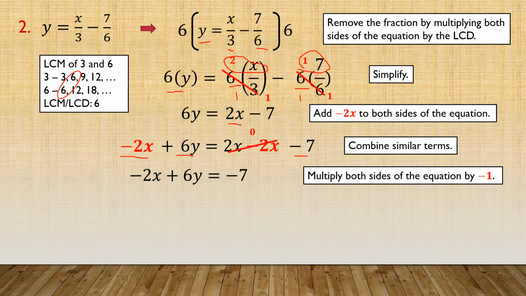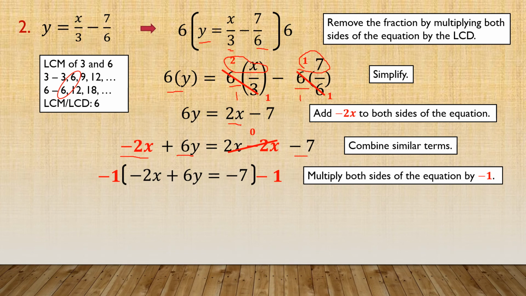Kapag nakita na itong leading term natin, yung mayroong x, kapag siya ay may negative sign, kailangan mag-multiply ka ng negative 1 para maging positive. Imumultiply natin yung buong equation by negative 1. Hindi kasi standard way of writing kapag negative yung ating leading term, so dapat maging positive siya.